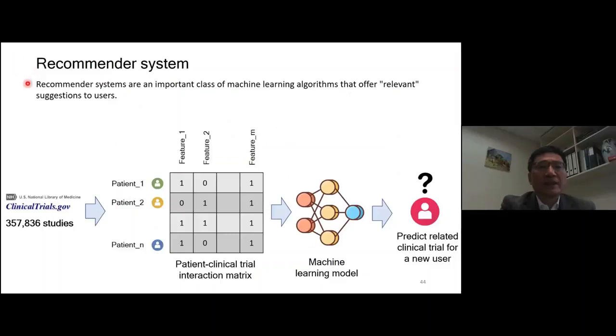And this is the recommender system. So these are an important class of machine learning that offers relevant suggestions to the users. So based on this, for example, clinical trial centers' data, you can select appropriate patients. So this is the patient clinical trial interaction matrix. So we build up this matrix to train the machine, so we call it the machine learning model. And then we can predict the related clinical trial for a new user.